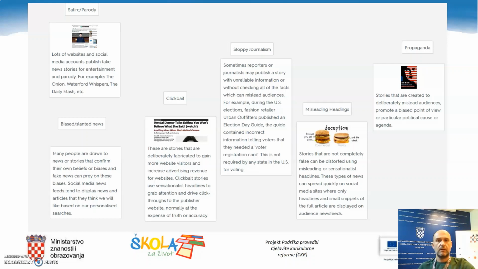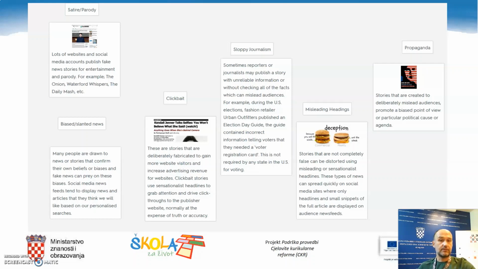Sloppy journalism. So we are talking about unreliable information used by journalists, like you could do in your BBC iReporter game. So if you published the item before checking, this is sloppy journalism. An example here: during the US election, fashion retailer Urban Outfitters published an election day guide. The guide contained incorrect information telling voters that they needed a voter registration card, and this is not required by any state in the US for voting.